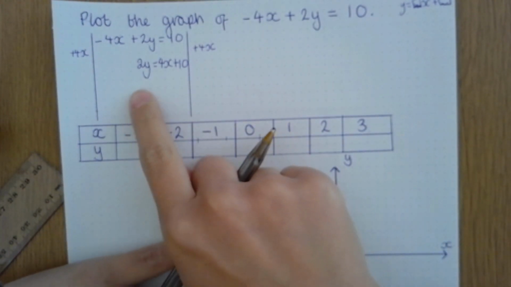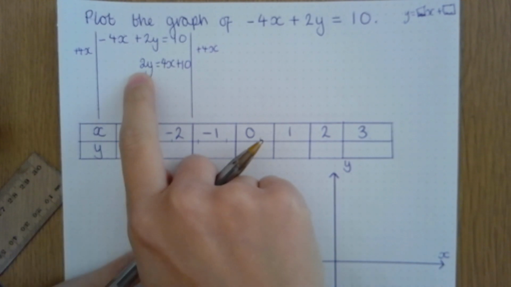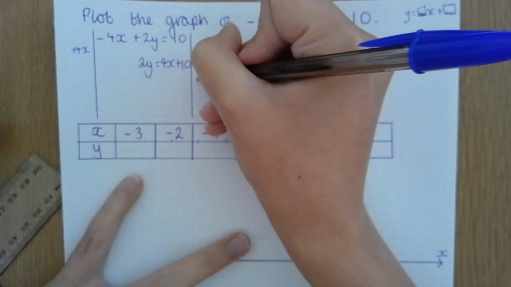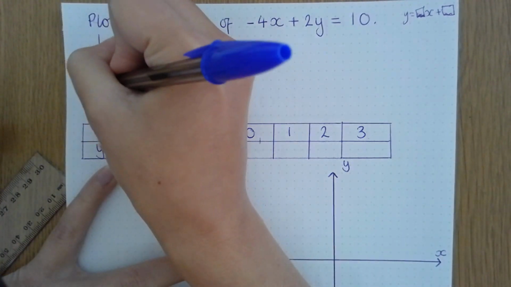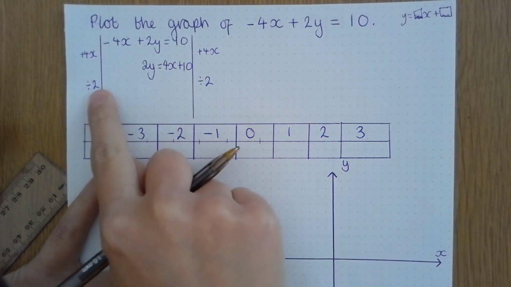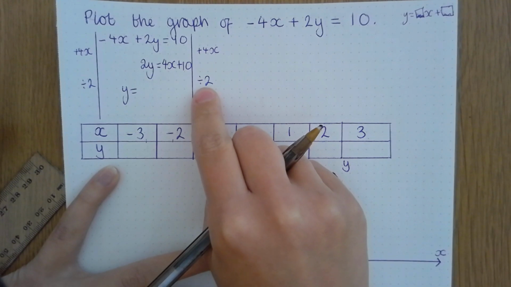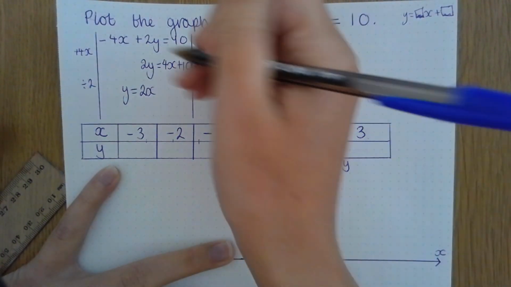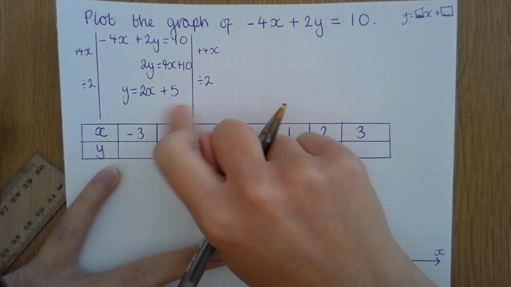Okay. I want y on its own. I don't want 2y, I just want y. So I need to divide every single thing by 2. I'm going to divide by 2 this side and divide by 2 this side. So 2y divided by 2 is just y. 4x divided by 2 is 2x. Plus 10 divided by 2 is plus 5. And now we have something that we recognise.